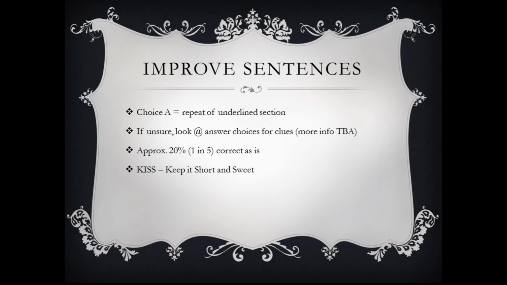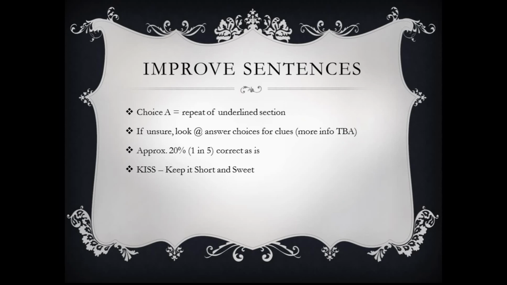Next, we're going to talk a little bit about our tips for improving sentences. When you have an improving sentence question, choice A is always a copy or a repeat of the underlined section. So kind of the reverse of our error ID, where if it's all correct, you mark E. For this particular portion, if it's correct as is, you'll choose choice A. If you're unsure, look at the answer choices for clues, and we're going to have more on that at another time.